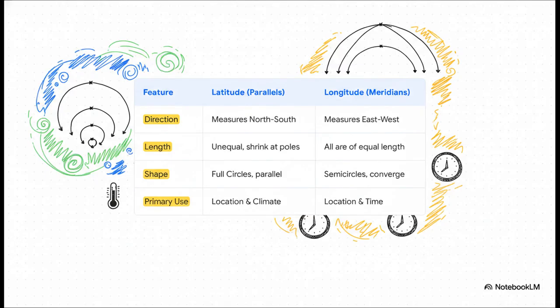Let's do a quick side-by-side to really lock in the key differences. Latitude lines, remember, are those parallel circles that get smaller as they get closer to the poles, and we use them for location and climate. Longitude lines, on the other hand, are all equal-length semicircles that meet at the poles, and they are absolutely crucial for location and for time zones.